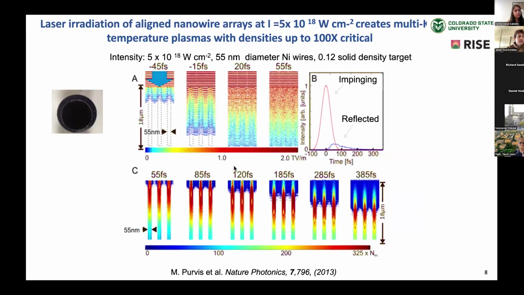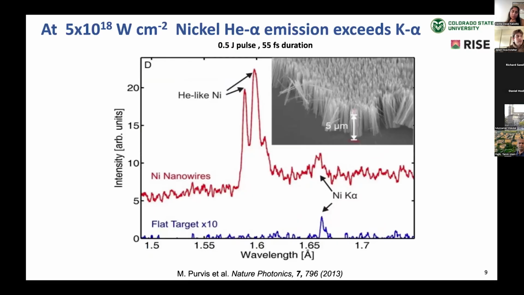So femtosecond pulses can penetrate deep into the arrays before the nanowires explode, creating a quasi-homogeneous, ultra-hot dense plasma, which can be shown here. For example, we irradiated an array of nickel nanowires at 5 times 10 to the 18 watts per square centimeter, creating near solid density nickel plasmas that were ionized to helium-like electronic states. We observed the nickel helium alpha X-ray emission for nanowire targets and compared the emission to flat targets.